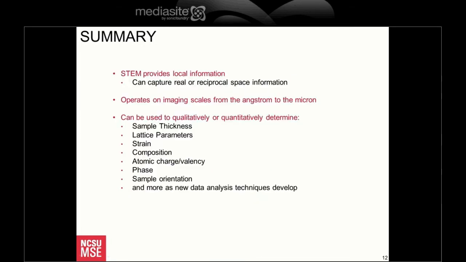In conclusion, scanning transmission electron microscopy provides truly local information. We can capture real or reciprocal space information on scales from the angstrom all the way to the micron. It can be used to qualitatively or quantitatively determine a number of parameters, including the lattice parameters of your crystal, the strain that the local region is under, composition, including atomic charge and valency, and phase.